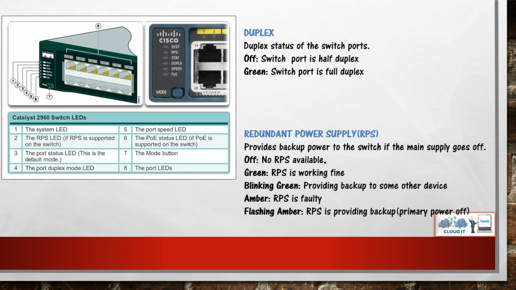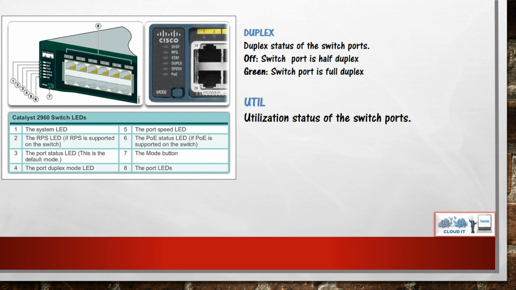Okay, now duplex means the status of the switch ports. If it is off, it means the switch ports are working in half duplex, and if it is green, then we confirm that it is working in full duplex. Okay, and next is UTIL. Here in this figure there is no UTIL status indicator LED, but if we have a UTIL indicator, it means the utilization status of the switch ports.